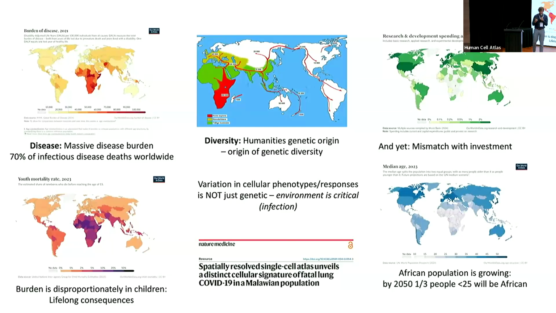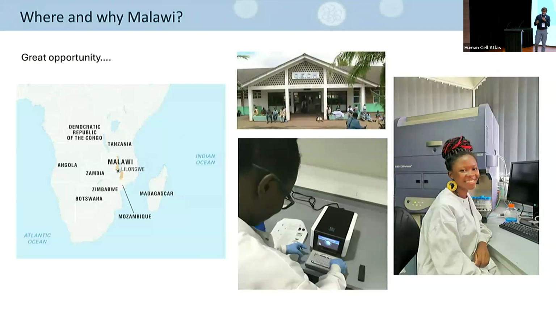The last thing to say is that the population is growing, and by 2050, when we had projections just now, a third of the world under 25 will be in Africa. So this is a bit about opportunities and barriers.